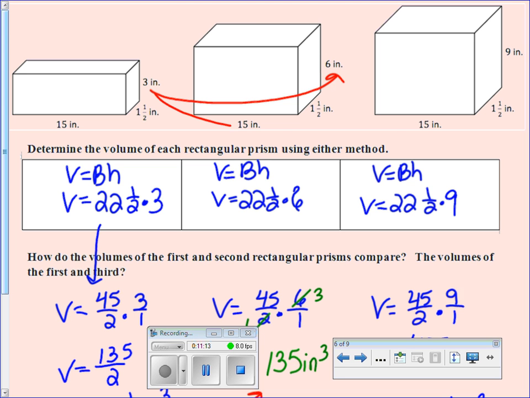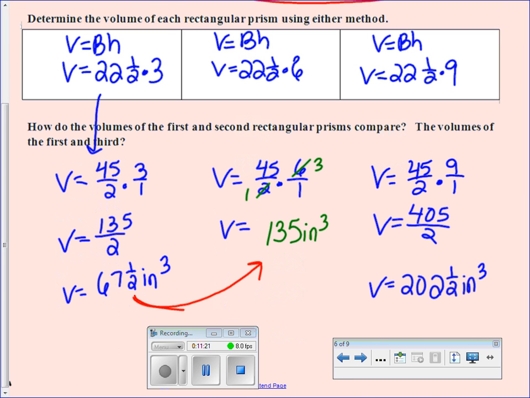What about from here to here? What did I do to the height? Times it by 3, and what do we notice here? The volume is multiplied by 3. So because they all have the same area of the base, if I double the height, I double the volume. If I triple the height, I triple the volume. As long as I know the area of the base and then the height, I can find the volume. Any questions on where any of these numbers came from? Okay, let's take a look at the next example.